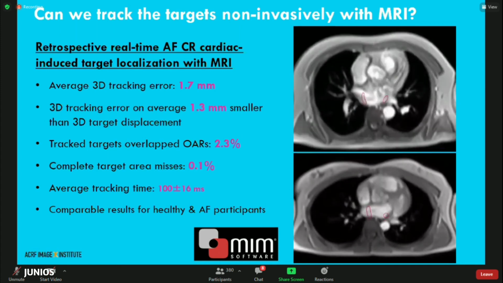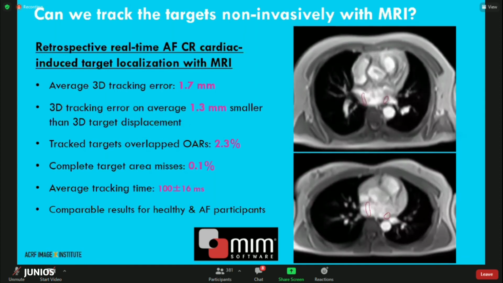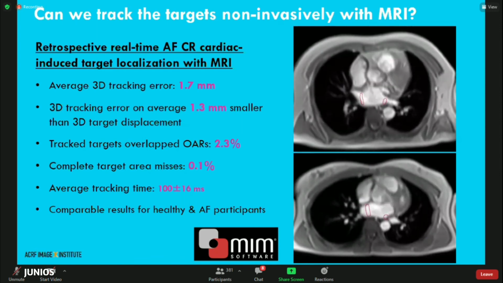This is to illustrate the proof of concept as well as evaluate whether MRI-guided tracking of cardiac-induced target motion is worthwhile compared to perhaps more simplistic motion management strategies. We retrospectively tested our algorithm on MRI acquisitions from healthy and AF participants. Shown on the right are exemplar breath holds acquired on two study participants that are representative of the image acquisition and quality that may be achievable on MRI-Linac. In red are the two treatment targets being tracked non-invasively.